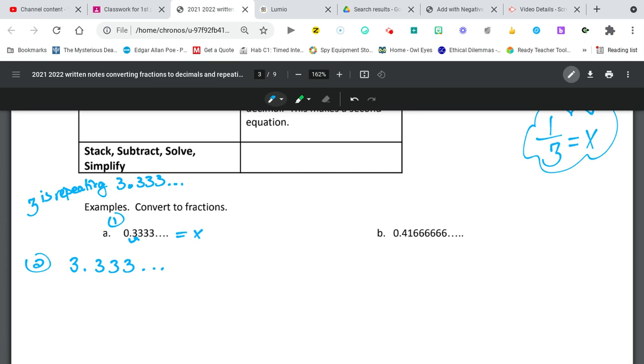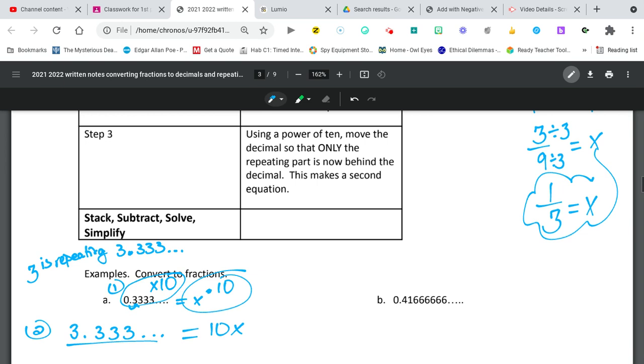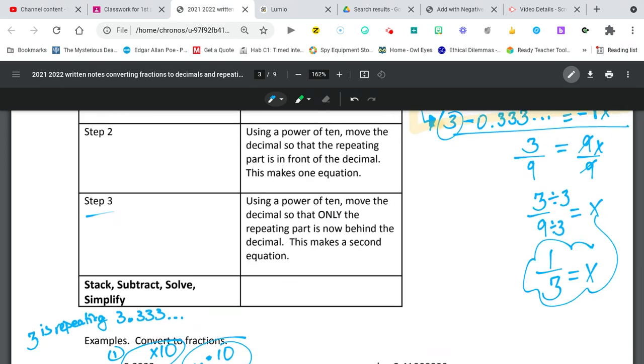But if I slide it one place to the right, that means I'm multiplying by 10. Which means I need to multiply on this side by 10. Because if you want to keep an equation as an equation, or keep it balanced, what you do to one side, you must also do to the other side. So if I multiply this side by 10, it gives me this. If I multiply this side by 10, it gives me 10x. I don't say x10, I say 10x. I put the 10 first. Okay, that's step 2.